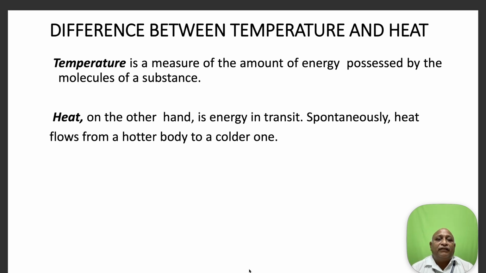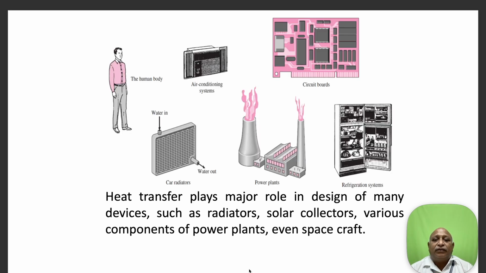Temperature is a measure of the amount of energy possessed by the molecules of a substance, whereas heat, on the other hand, is energy in transit. That is, heat flows from a hotter body to a cooler one. These are some of the examples of heat transfer.